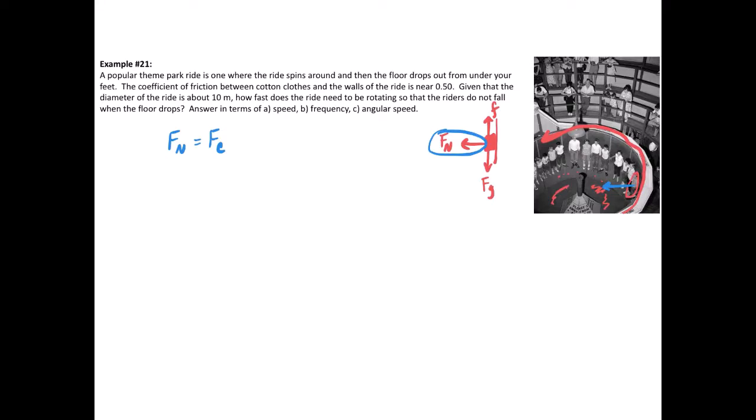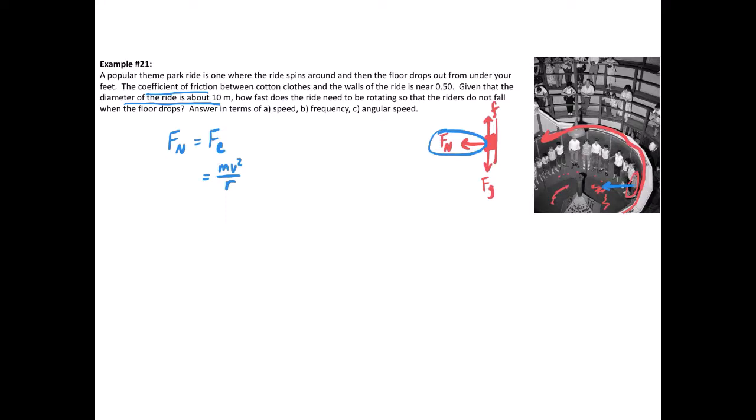Now, if we recognize that that is the centripetal force, we should then be able to move along. Now, what information is given to us? They do give us the coefficient of friction. They do give us the diameter of the ride. So we can start putting in some things, right? We know that the centripetal force is mv squared over r. Now, they did give us the coefficient of friction, all right?